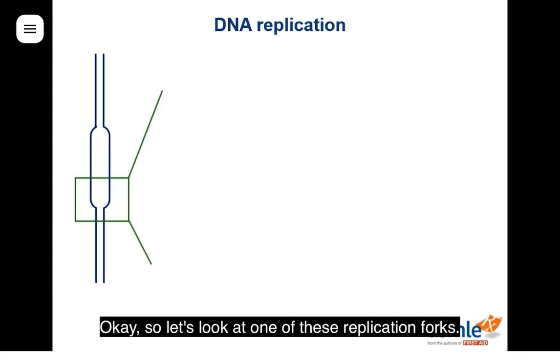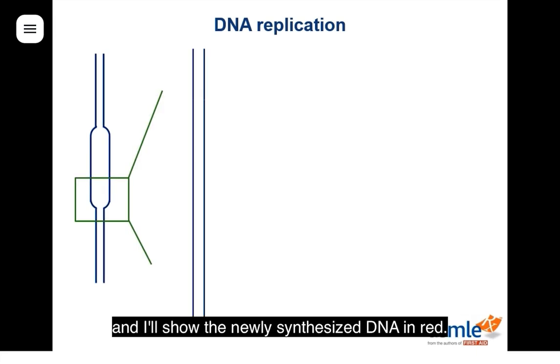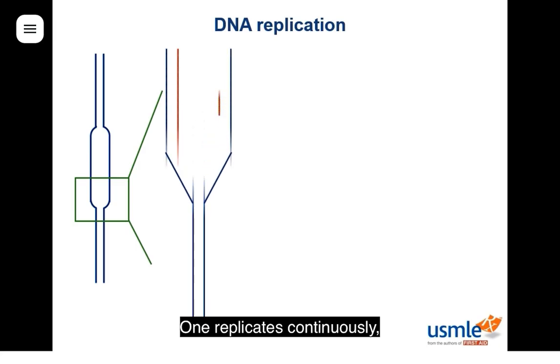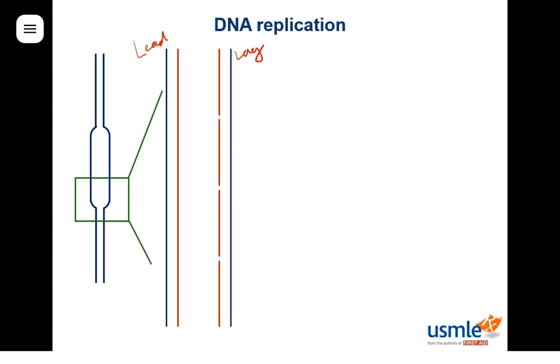Okay, so let's look at one of these replication forks. So the blue is the parent DNA, and I'll show the newly synthesized DNA in red. The 2 strands replicate in slightly different ways. One replicates continuously, and the other replicates in smaller pieces. The one on the left is called the leading strand, and the one on the right is a lagging strand. Now, why can't the lagging strand create its daughter strand continuously?